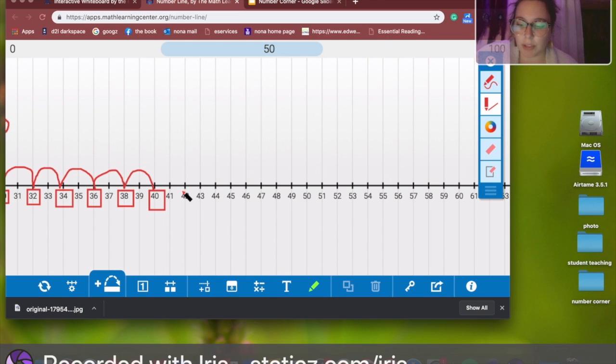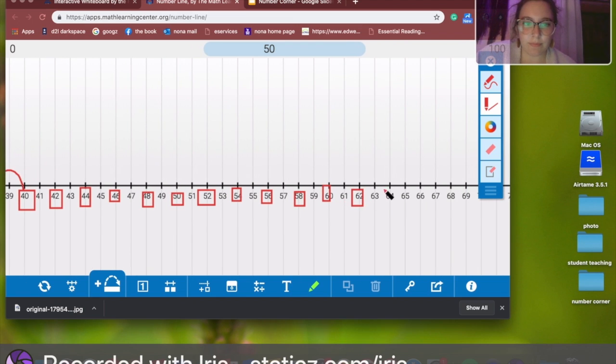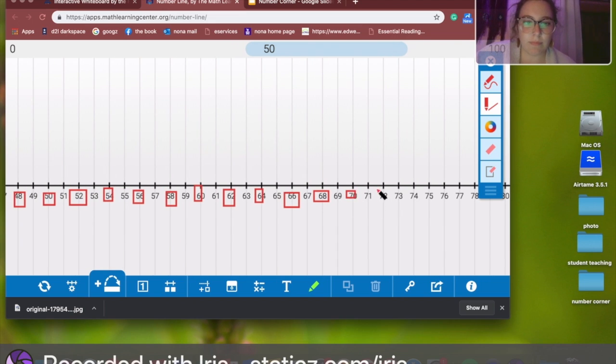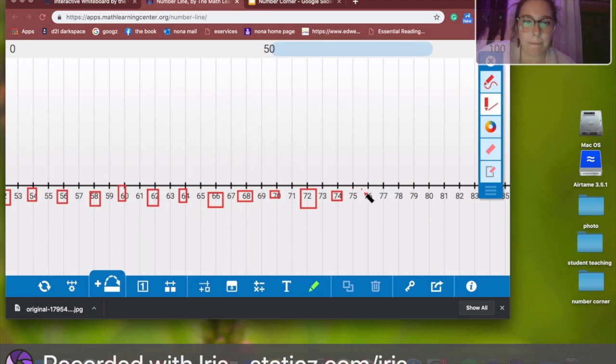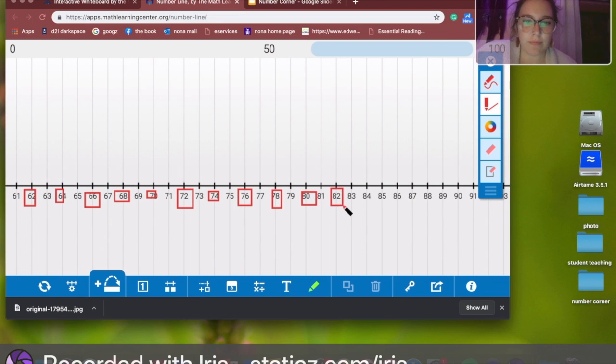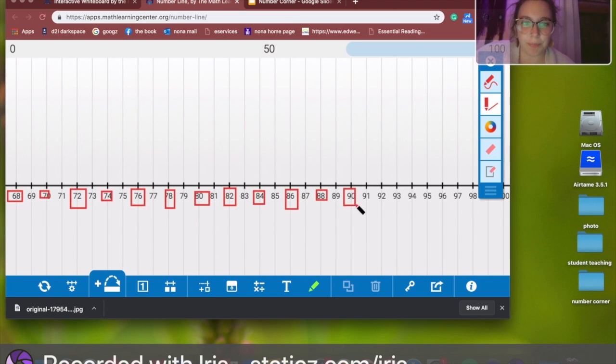All right, friends, I am going to keep squaring the multiples of 2 until we get to 100. While I do this, you can count by twos out loud or in your head.